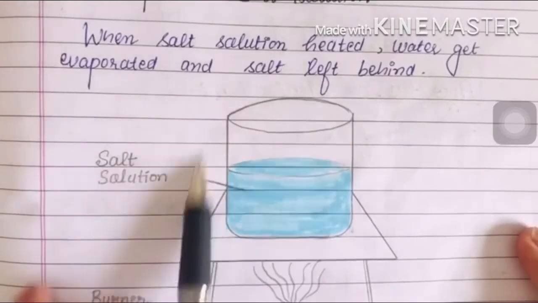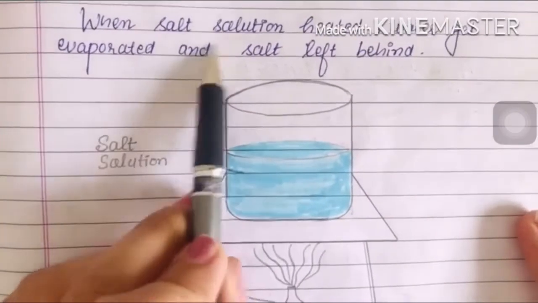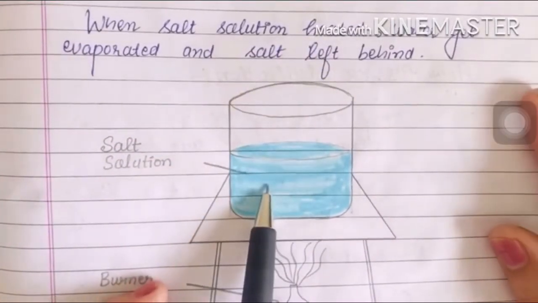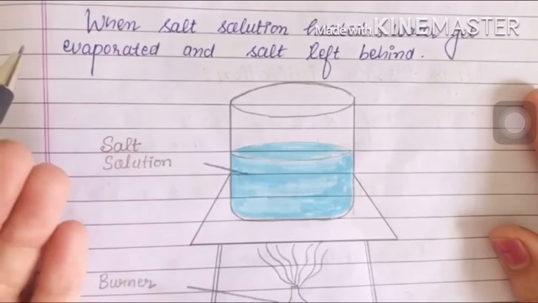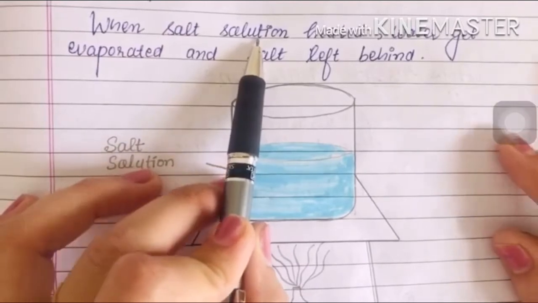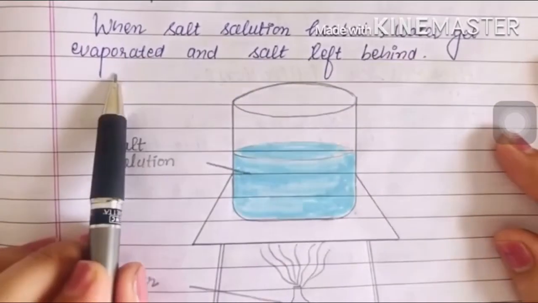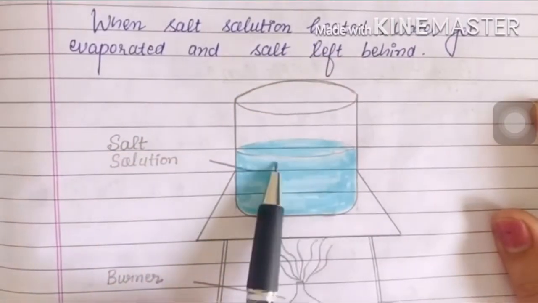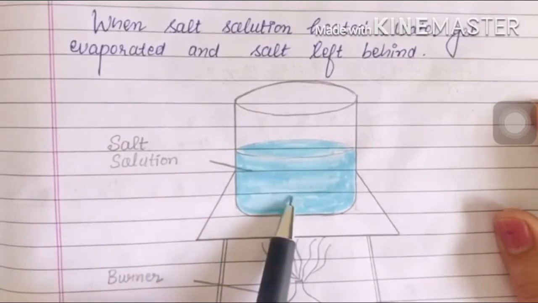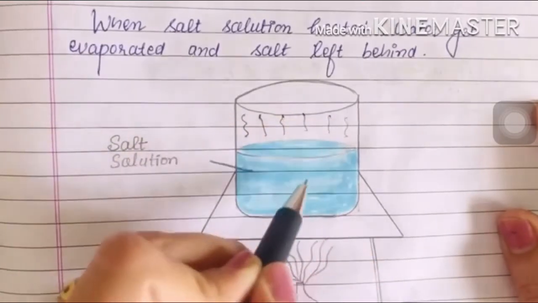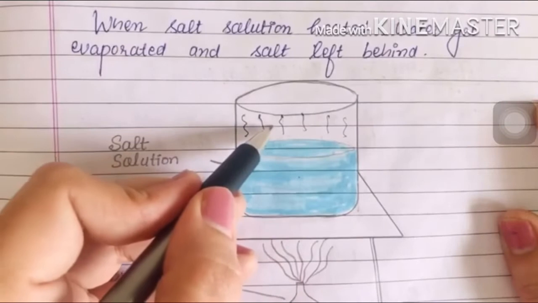This is the apparatus for evaporation. When the salt solution is heated, the salt solution contains salt in the solid form and water in the liquid form. When the salt is dissolved in the liquid, they form a salt solution. When this solution is heated, water gets evaporated and the salt is left behind. When the salt solution is heated, what will happen? The salt is left behind and the water gets evaporated.